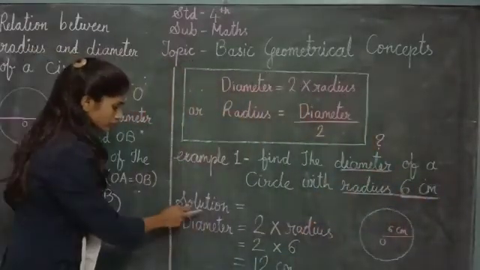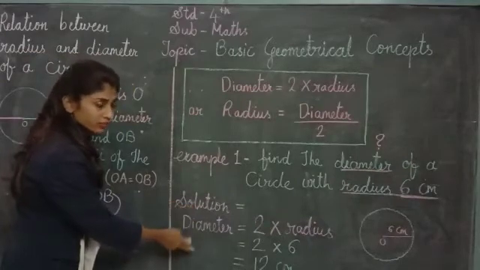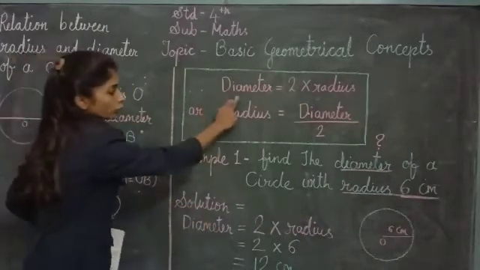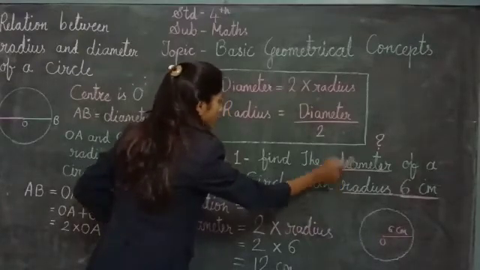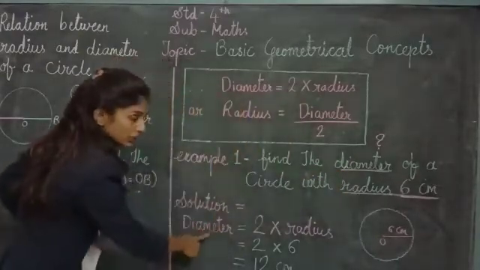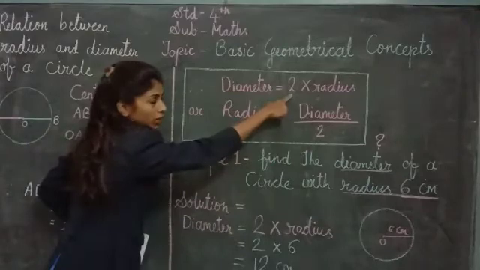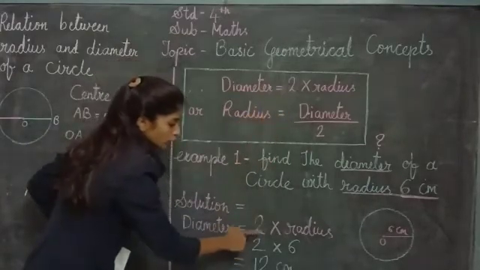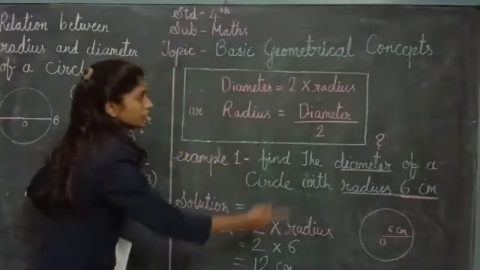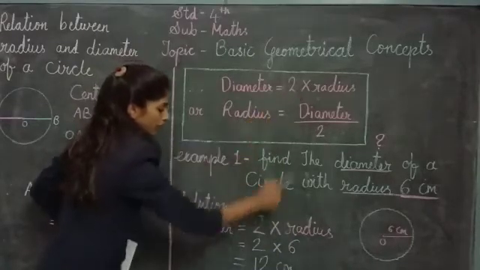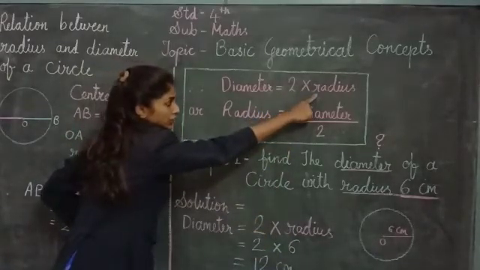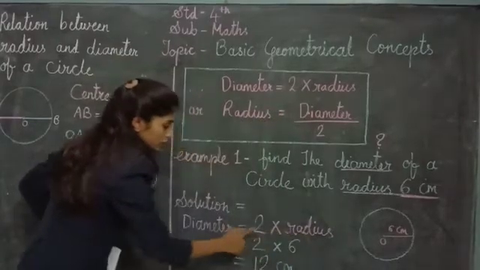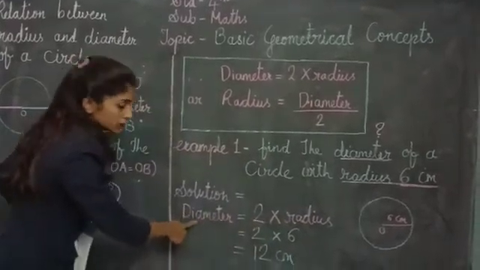Now this is our solution, this is our answer. What is our formula? Now, we have to get the diameter, so we have written diameter here. Our formula is 2, so we have written 2 here. Then next we have to multiply. And what is the last option? That is the radius. So this is the formula we have written.